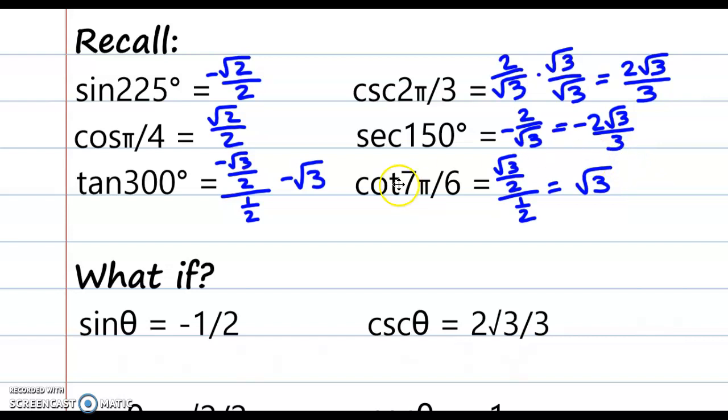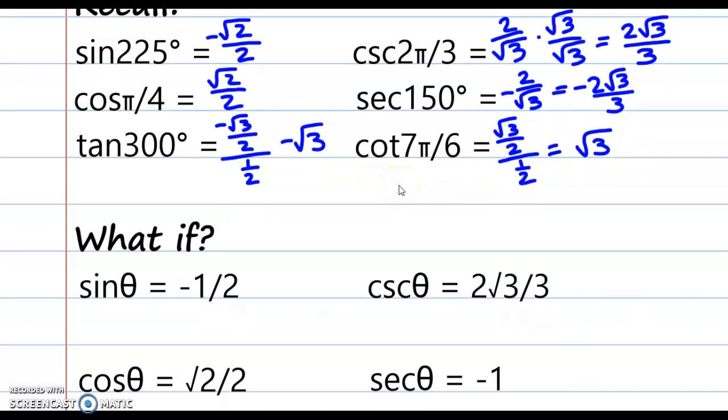Okay, so now what we need to do is kind of think about this backwards. So what if now, instead of evaluating trig functions on the unit circle, now we already know the value of the trig function, and what we need to figure out is the angle. So we kind of do the opposite.